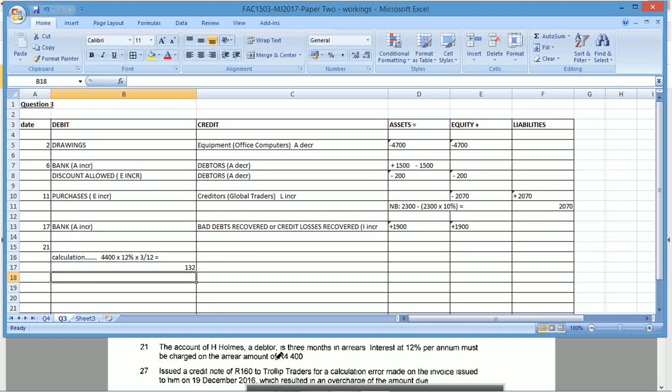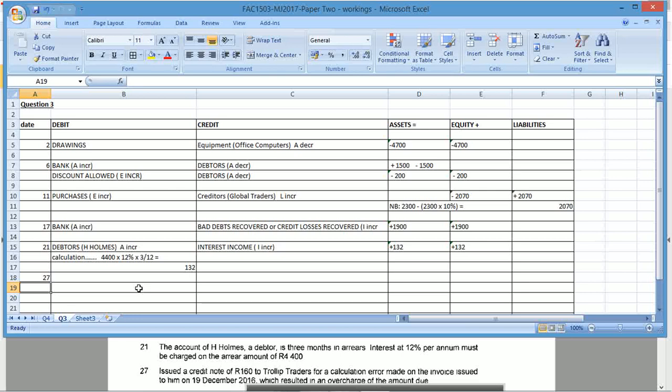The account of H, a debtor, is being charged interest. So the debtor's account will go up. Debtors is an asset, so debtors, H, asset increase. Why are you increasing the asset? Because you're charging interest. Income increase. Income increases on the credit side. Equity will increase if income increases, so you'll have plus 132 there, and assets increase plus 132 there.